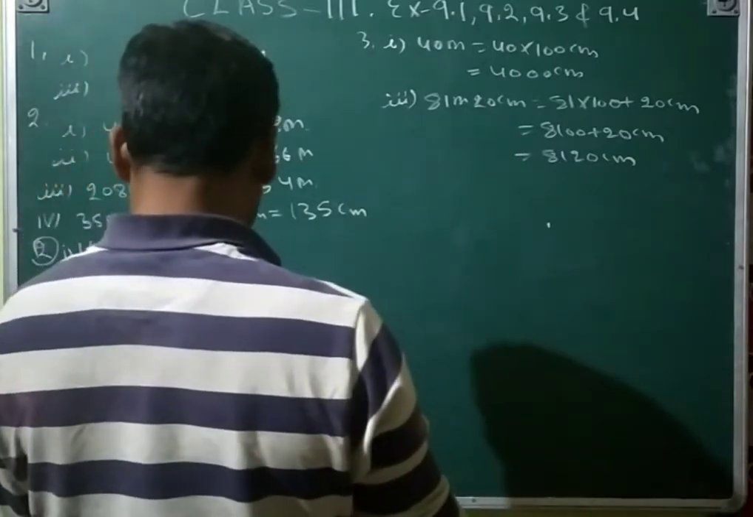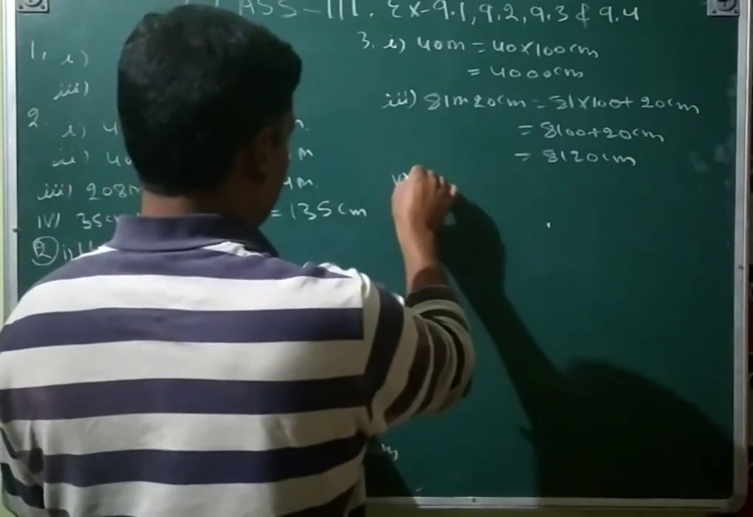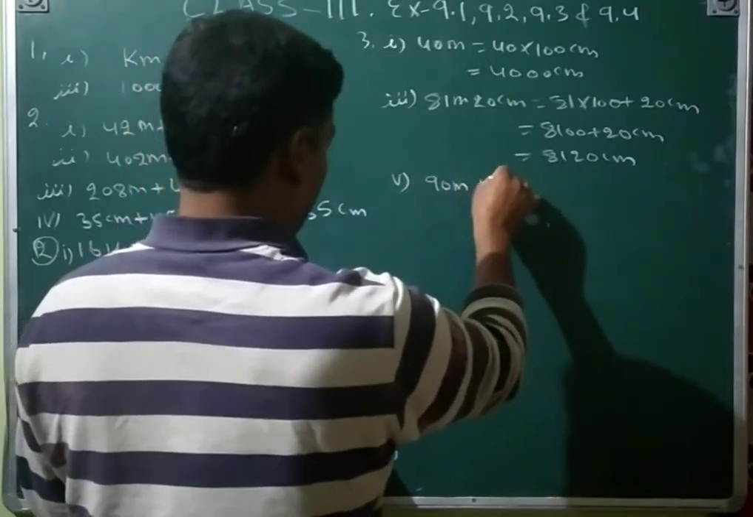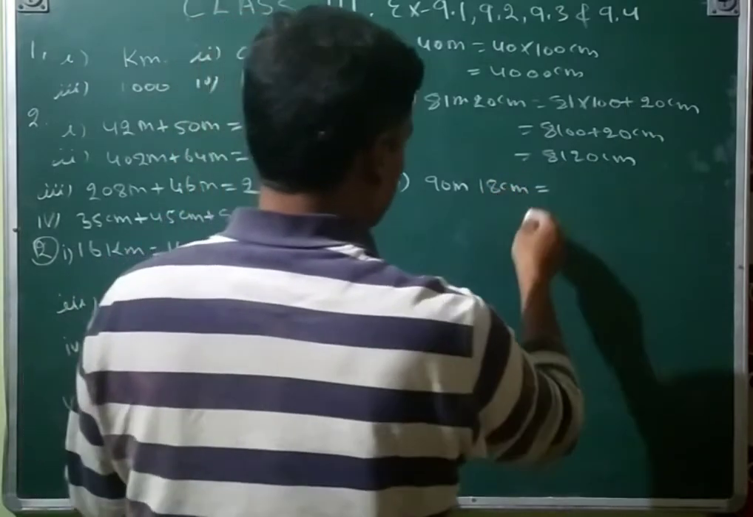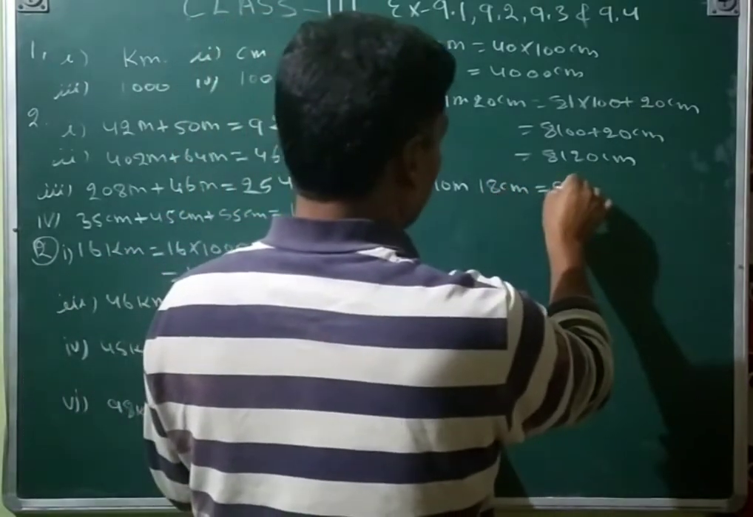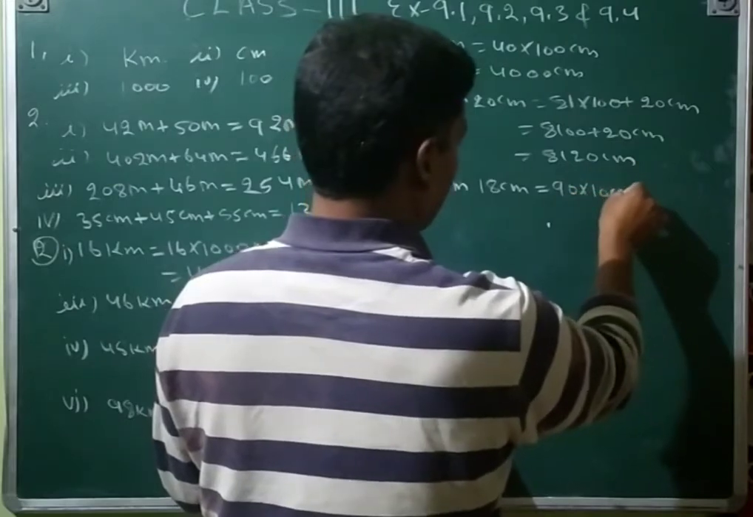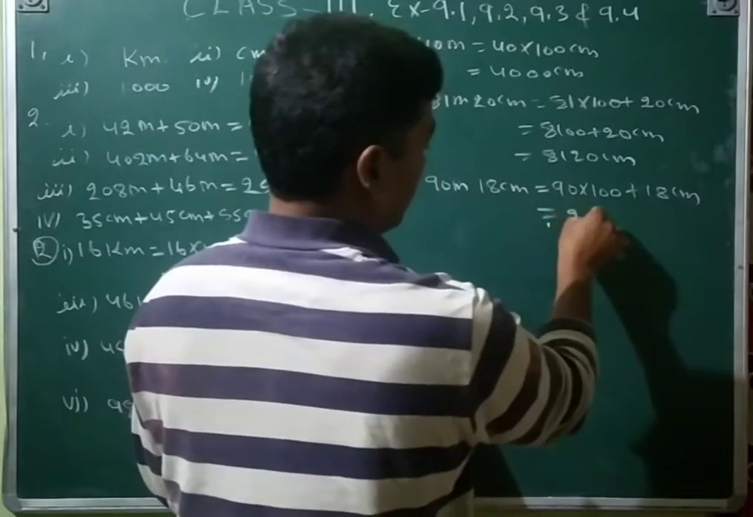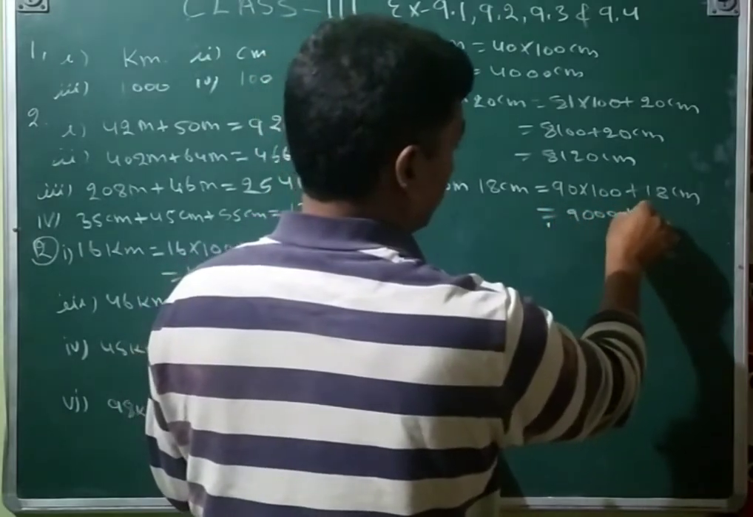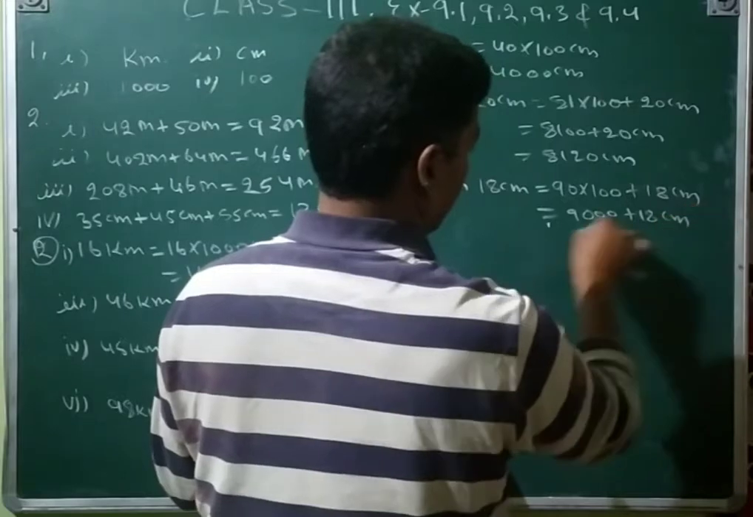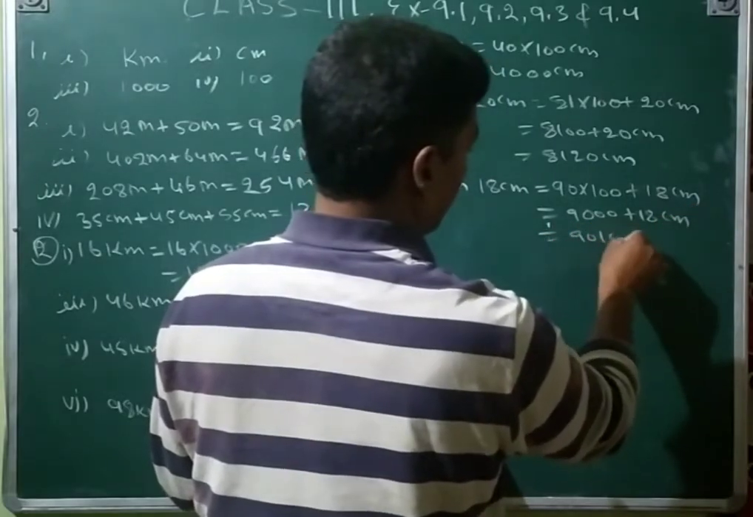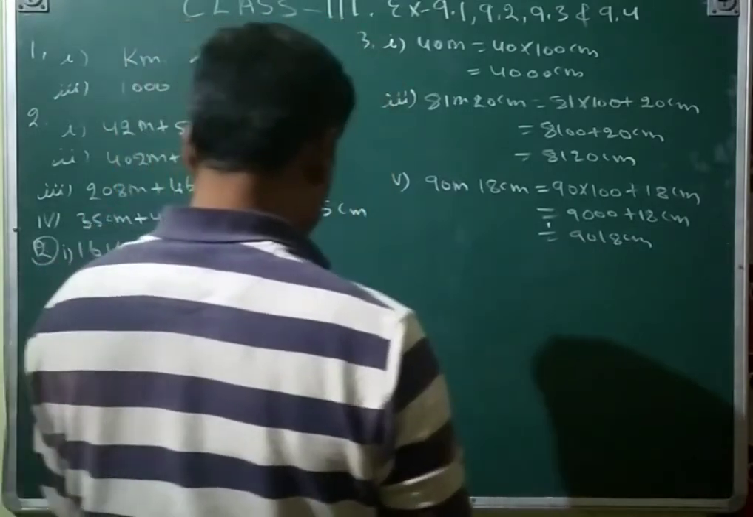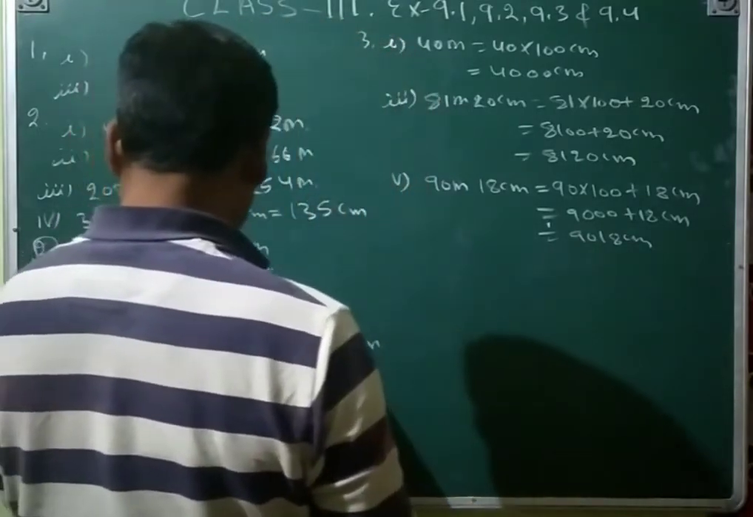And then fourth part, again you will do at home. 90 meter 18 centimeter. So that is 90 into 100 plus 18 centimeter. So that is 9000 plus 18 centimeter. So that is 9018 centimeter. And then sixth part you can do, no problem will be there.